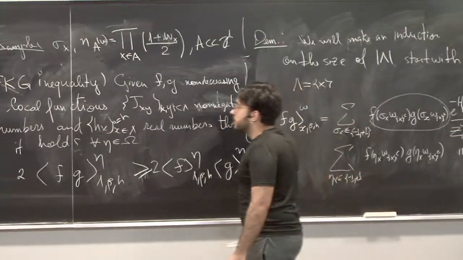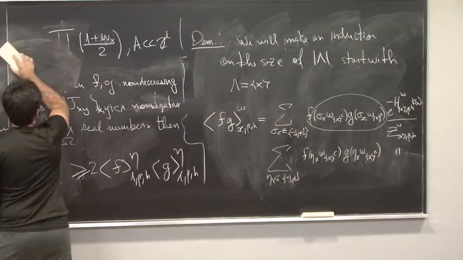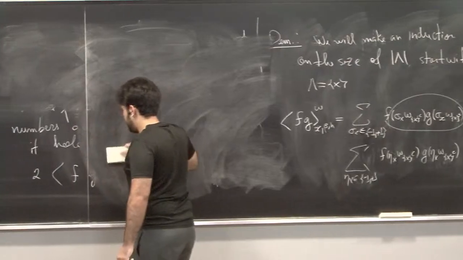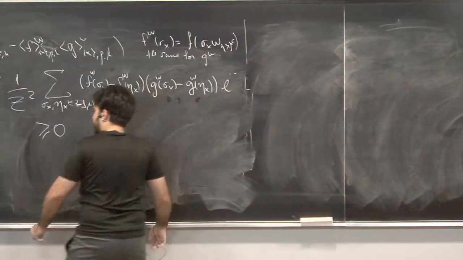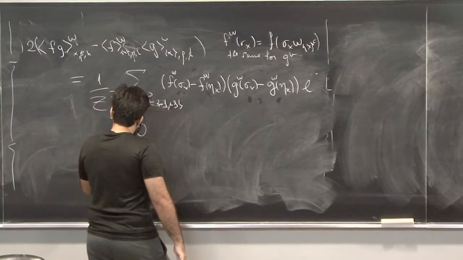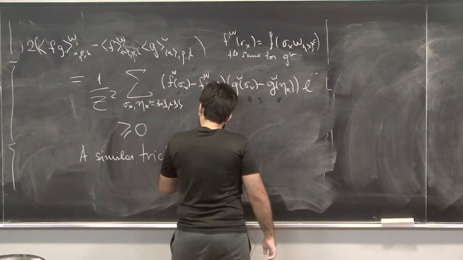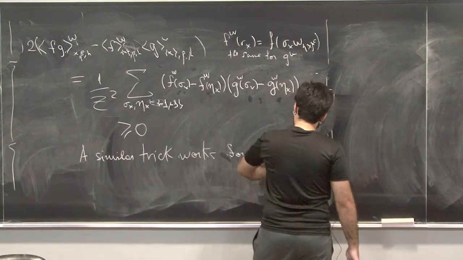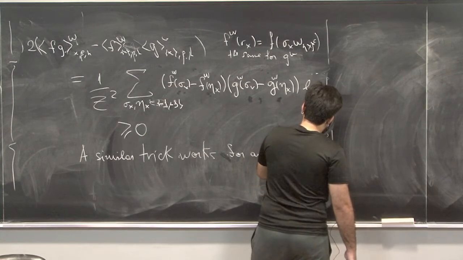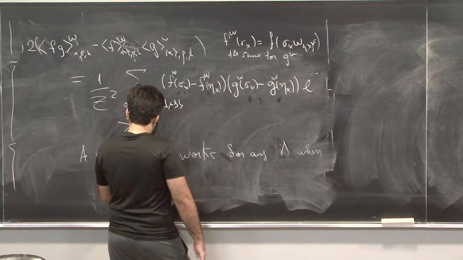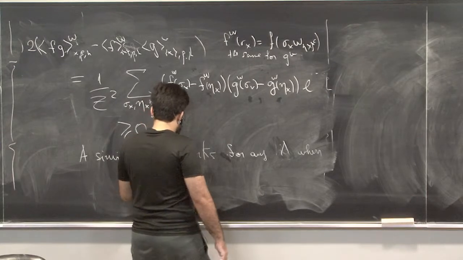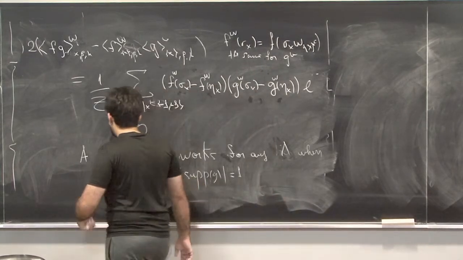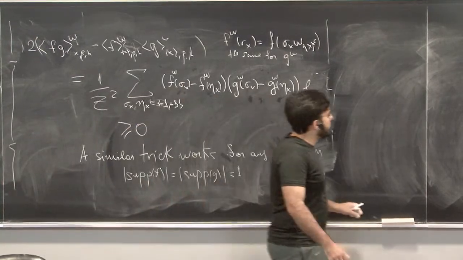Okay? So now we check the basis case. Now we need to assume that it holds for any box of size lambda n. So a similar trick works for any box, any finite set lambda, when the support of f is the same as the support of g, and it's 1. Okay, so they must be non-decreasing also, but they can only depend on 1 point. We use this.